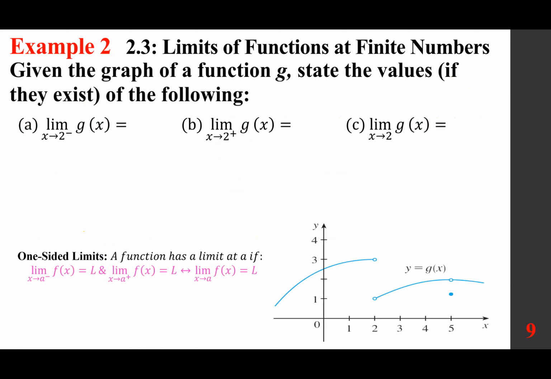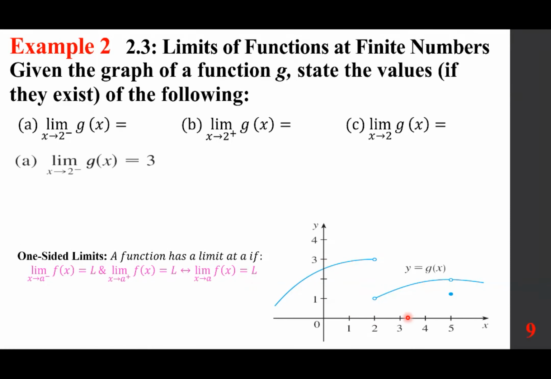We are given the graph and we are asked to come up with the limit of the function as x approaches 2 from the left, from the right, and as x approaches 2. So the one-sided limit says the limit only exists if the limit from the left and the limit from the right are identical. So the limit of f of x as x approaches a equals L if both sides result in the same thing. So from the left of number 2, we are in this branch, and that gives us number 3.